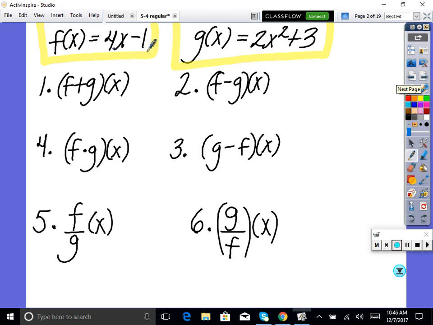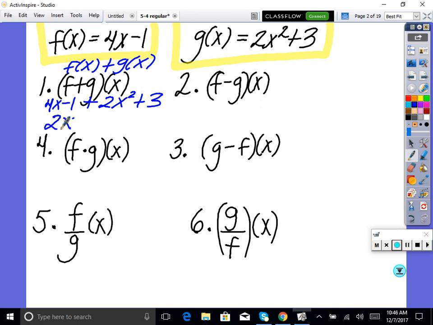We're given f of x is 4x minus 1, g of x is 2x squared plus 3. It says find (f plus g) of x, which literally means take f of x and add it to g of x. So that would be 4x minus 1 plus 2x squared plus 3, and with addition, we don't have to be careful because there's not going to be a distribution. So now just combine like terms. So 2x squared, no other x squareds, plus 4x, plus 2. That is (f plus g) of x.